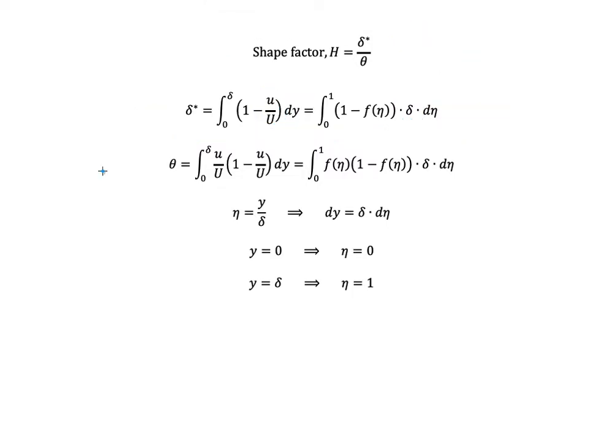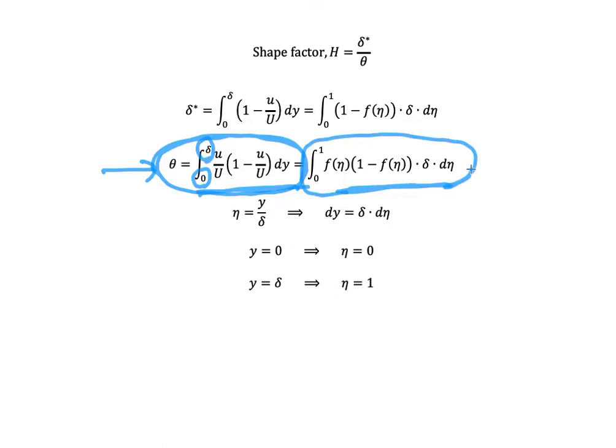And then this is the equation for theta. So we have the equation as integration of dy or the integration of d eta. Another thing that you need to understand is if you use the integration equation of dy like this one, the integration limit is from 0 to delta. However, if you use the equation of eta here, the integration limit is from 0 to 1. So please be careful when you choose the equation to solve delta star and theta.